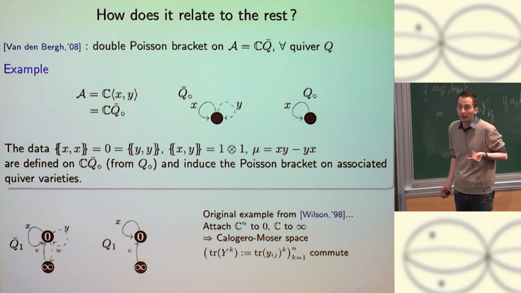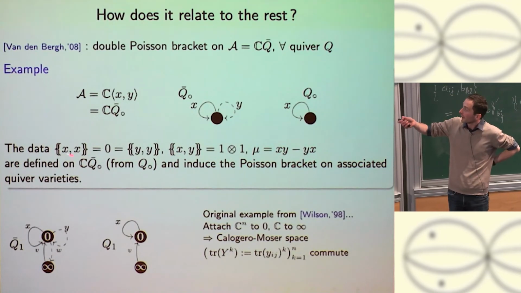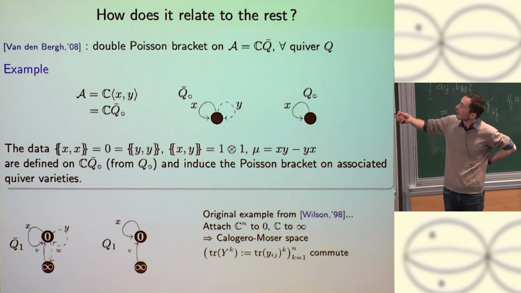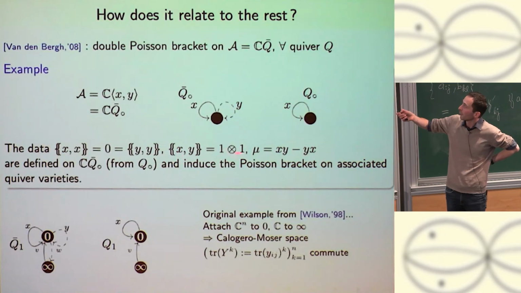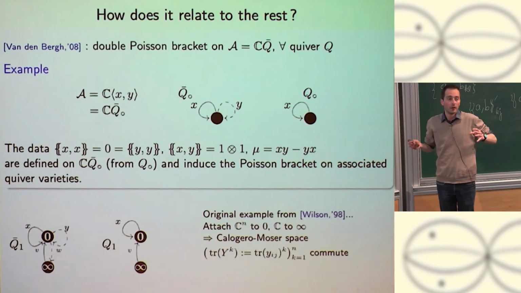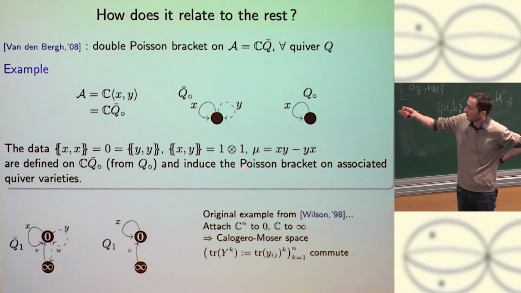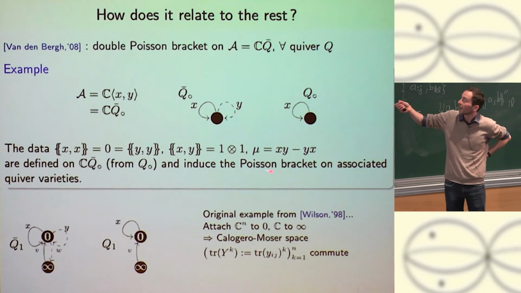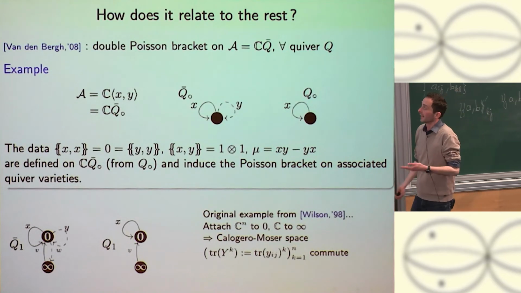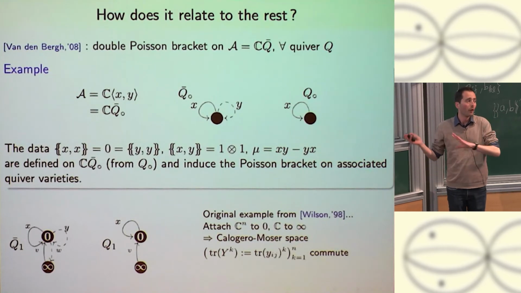And now if you want to write what this double Poisson bracket is, just to give you an example, it's again something very easy. The double bracket of these elements in the original loops is just zero. And then the double bracket of the two of them is just one tensor one. So it's like what you would expect for a symplectic pairing, just to have something equal to one. And if you want an example here, this moment map is just the commutator of x and y. Okay, so this is just an example, but really you can have that for any quiver by a quick generalization of that.